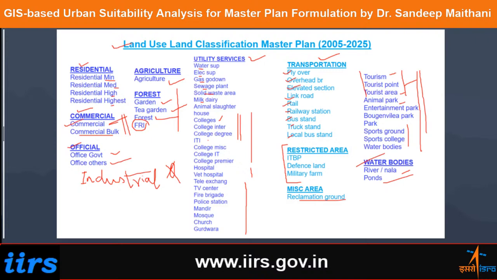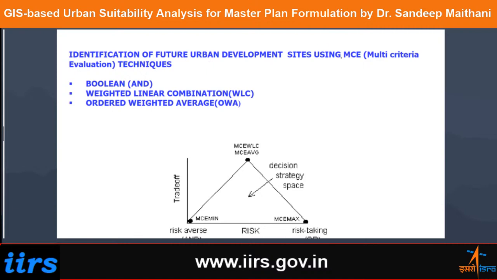Okay. Now, the third thing is, how do we go about it? When you generate a master plan, it is more of what is called a multi-criteria evaluation technique. Here we have different criteria, and we have to integrate these criteria into a common suitability map for future development. So making a master plan is sometimes a multi-criteria evaluation technique. There are different approaches for following it. It can be Boolean, a weighted linear combination, or an ordered weighted average also.